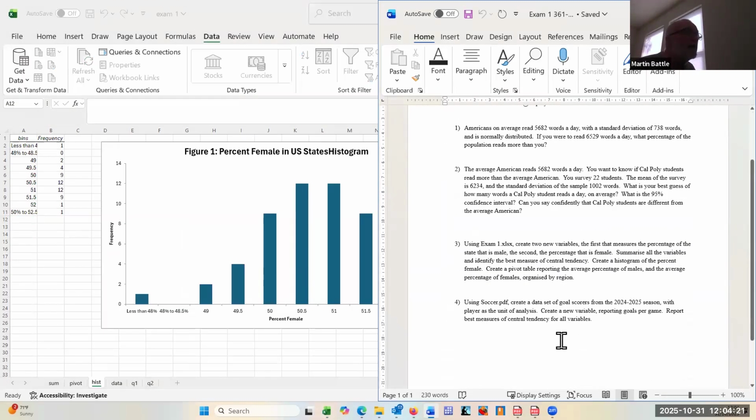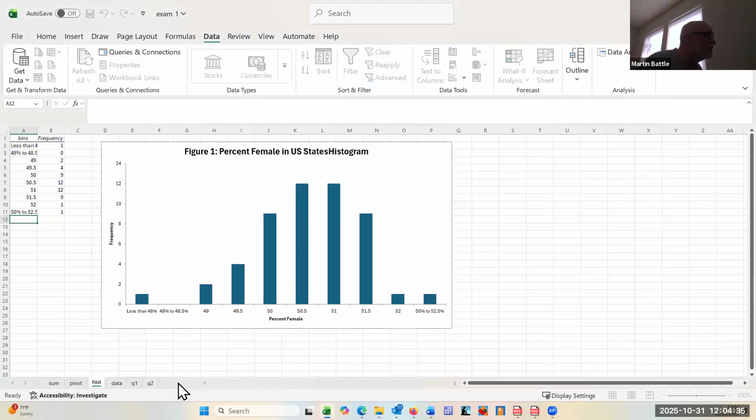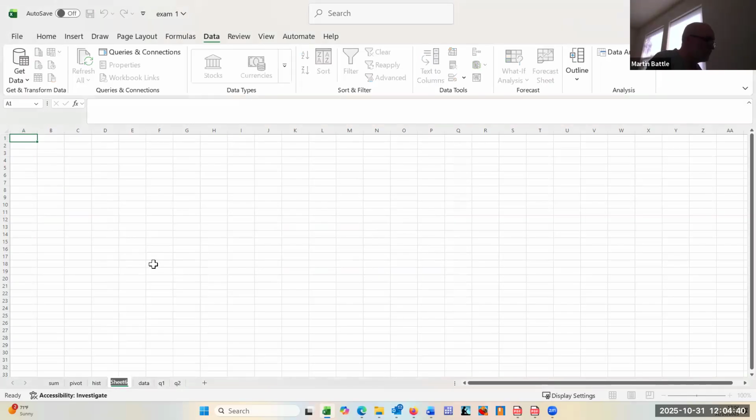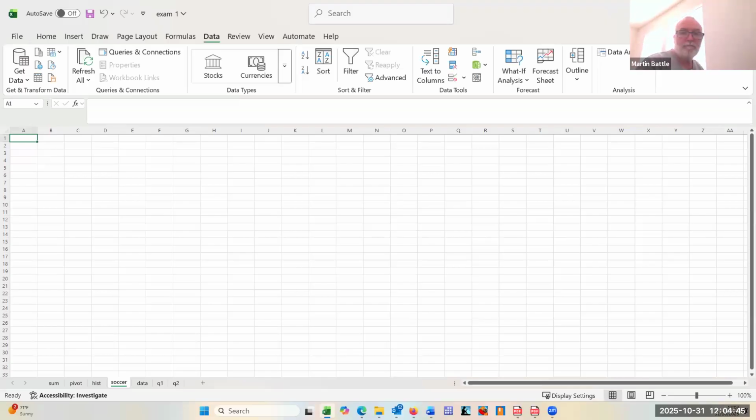Right. So from the soccer data set, from the soccer PDF, create a data set for goal scorers with player as the unit of analysis, create a new variable reporting goals per game, and the best measure of central tendency. All right, I think I've got time to do this. So I'm going to call this soccer. All right, and then I've got my soccer PDF, so it's going to be organized by name. It's name, season, club, match, goals, and assists, but of course, season is a constant, so I'm not going to include that. I'm going to include club.